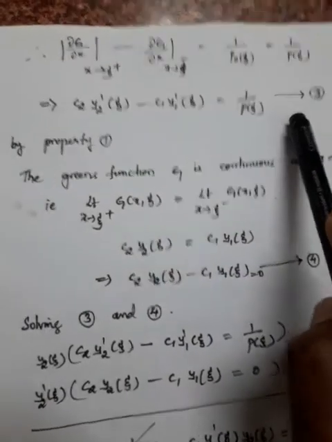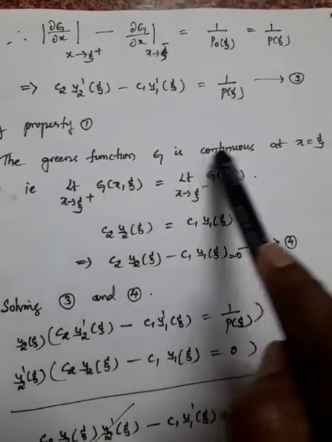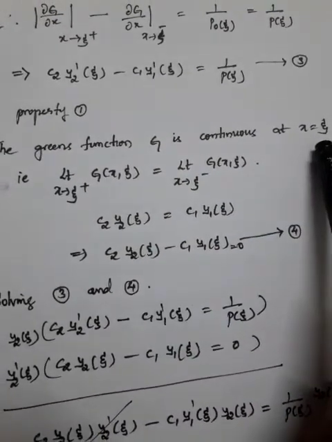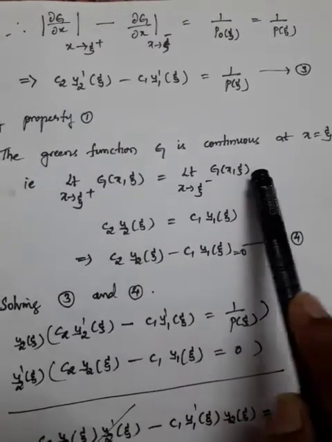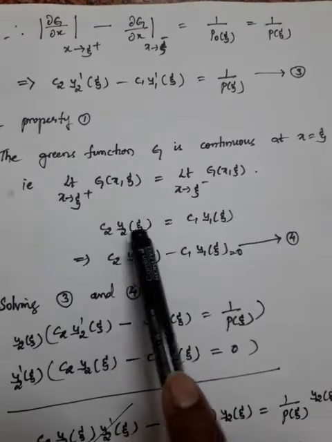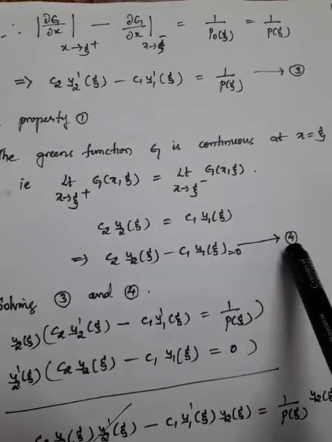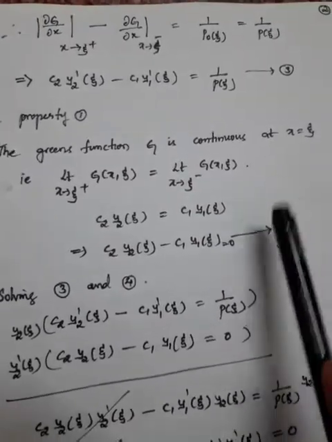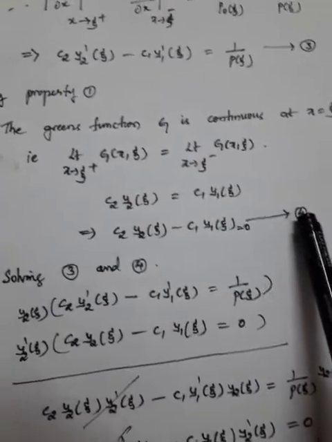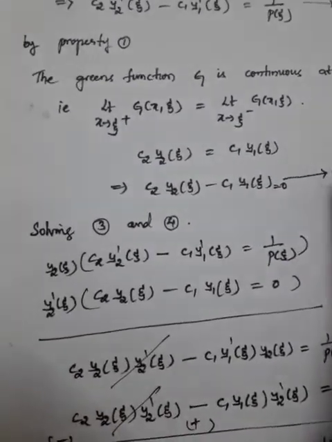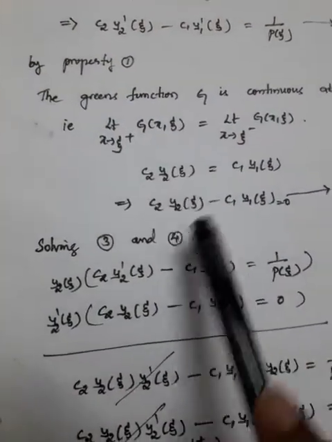Let us take this as property equation 3. So by property 1, g is continuous at x equal to ξ. For a continuous function, the left limit is equal to the right limit, so you will get c2 y2 of ξ equal to c1 y1 of ξ, and taking it to that side we get equation 4. So these two, equation 3 and equation 4, by solving them we are going to get the values of c1 and c2. Now take this one first, and the next is this one.